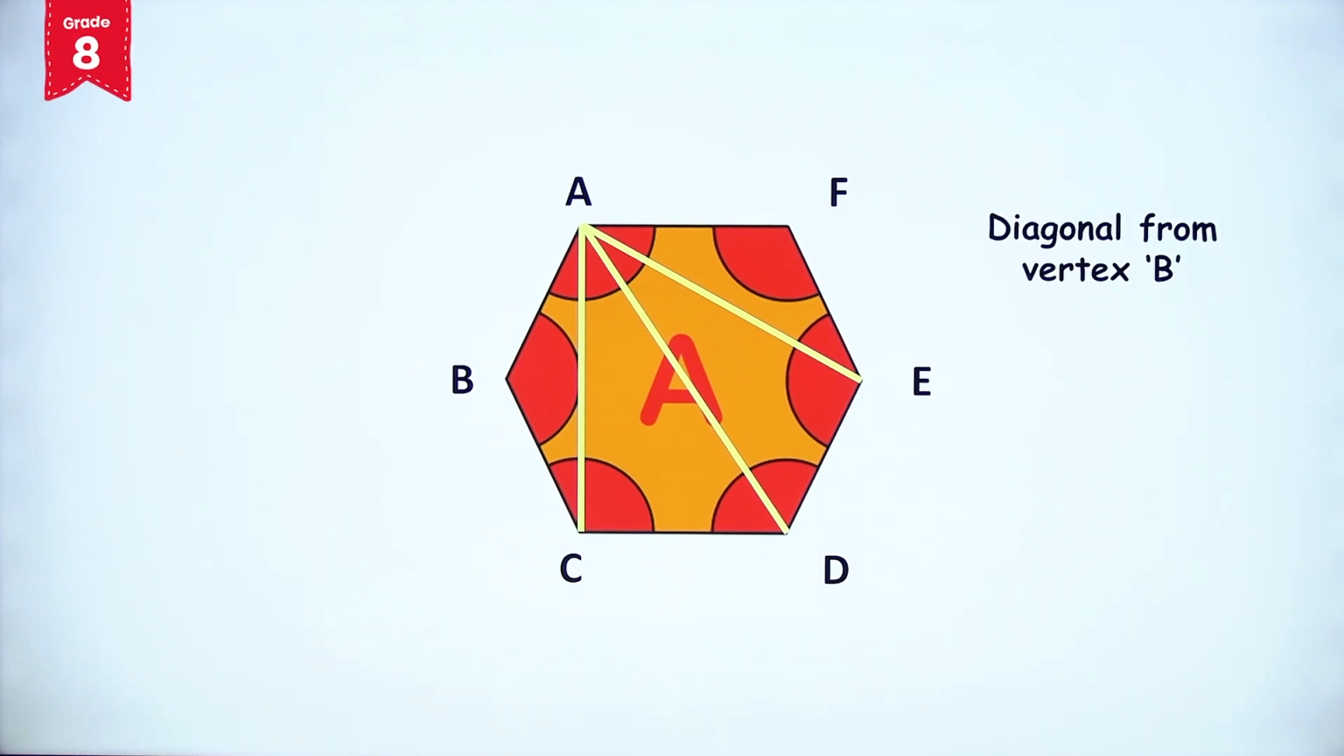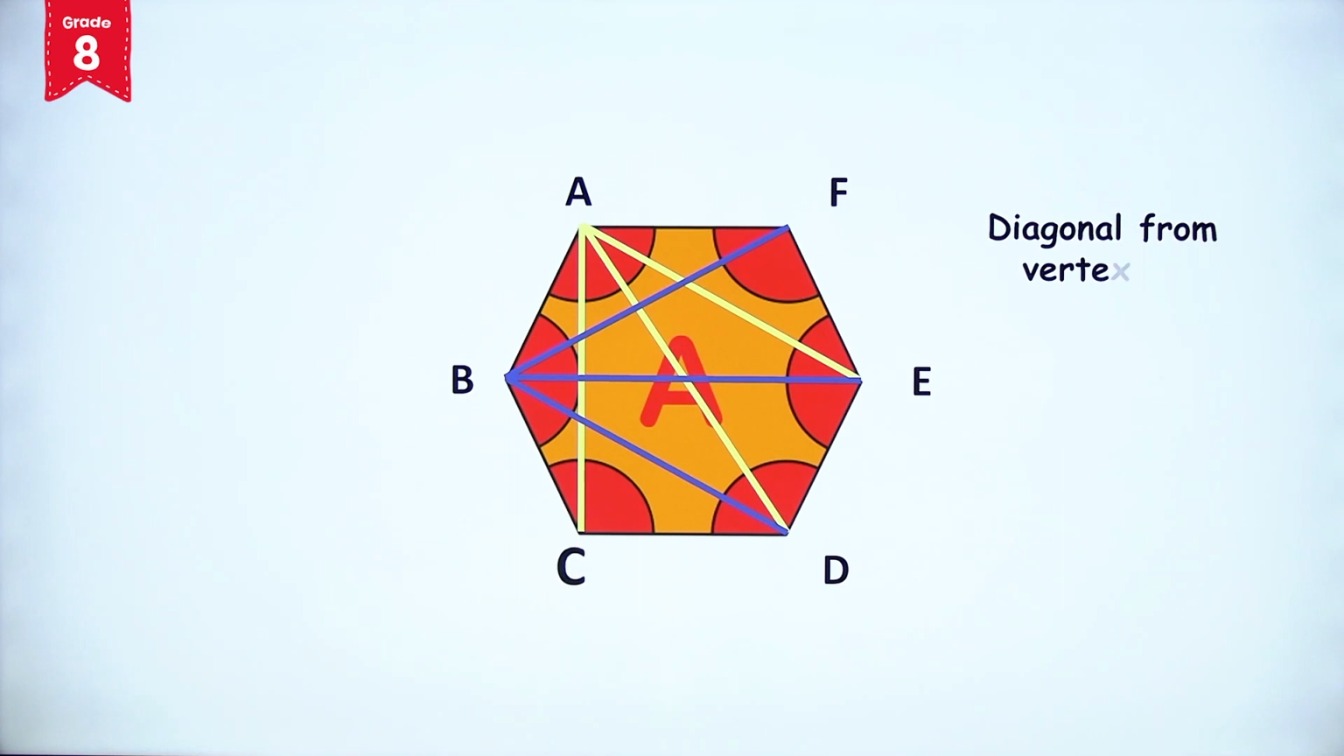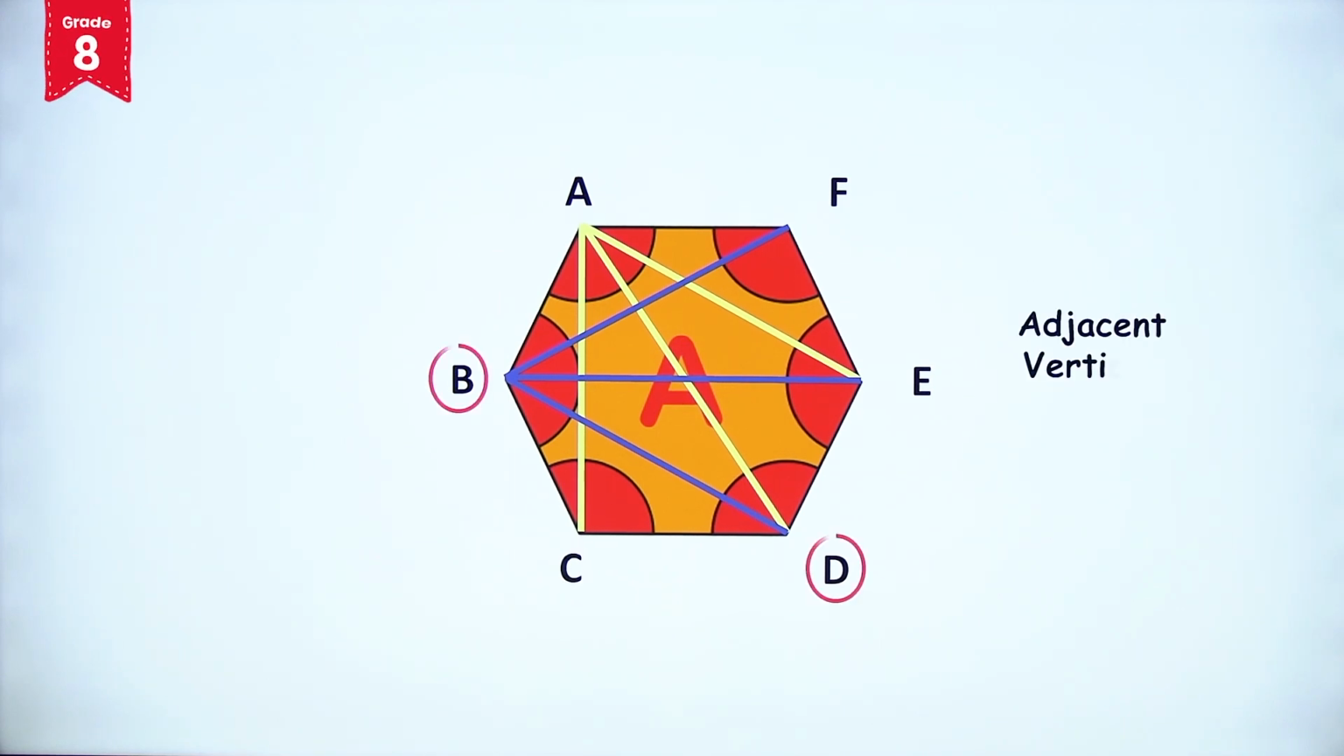Now let's take vertex B. Its adjacent vertices are A and C. So leave them. From vertex B, we can draw diagonals BF, BE and BD. Now let's look at vertex C. Its adjacent vertices are B and D. From vertex C, we can draw diagonals CF and CE. But we cannot draw diagonal CA as we have already drawn it.